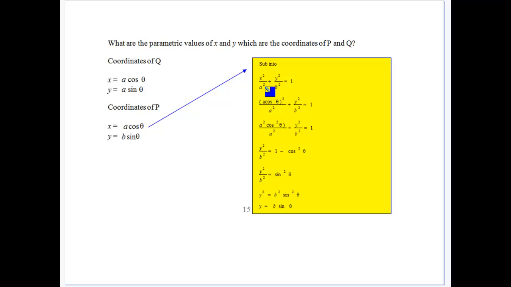So we get x squared on a squared plus y squared on b squared. Well, we know that's the equation of the ellipse. So we substitute a cos theta in. And what do we work out? Well, we get a squared cos squared theta on a squared plus y squared on b squared equals 1. So y squared on b squared is equal to 1 minus cos squared theta because the a squareds cancel. Y squared on b squared would equal sin squared theta, so y would be b sin theta. So this is where that's going to come from.